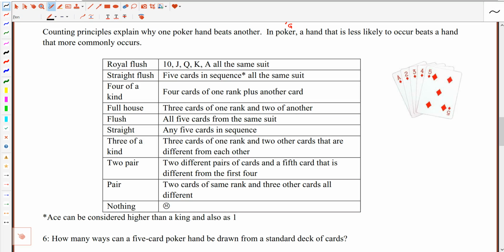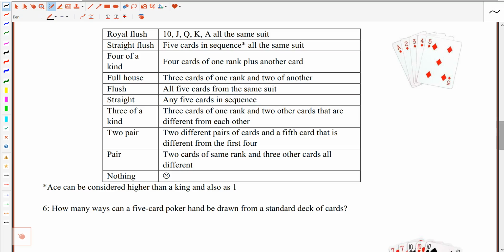So for instance, here is an example of cards in sequence, but in this case they're all diamonds. What a straight would be is it doesn't matter what suits they are, but they are in sequence. 3 of a kind would be 3 cards of 1 rank and 2 cards that are different from each other. 2 pair, that would be 2 cards of 1 rank, 2 cards of another rank, and then a 5th card that's totally different from the first 4. A pair would just be 2 cards of the same rank, and the other 3 cards are all random, or finally you got nothing.